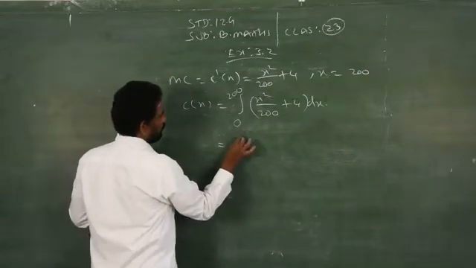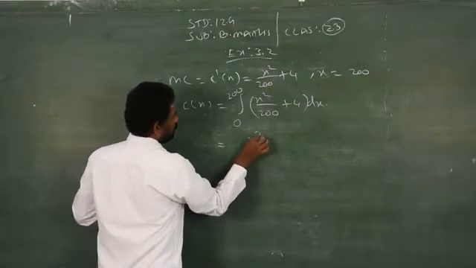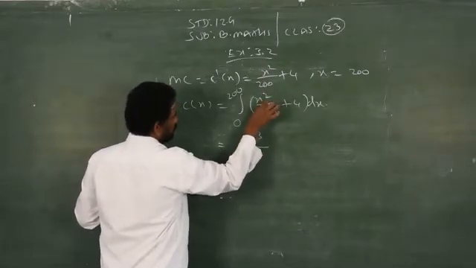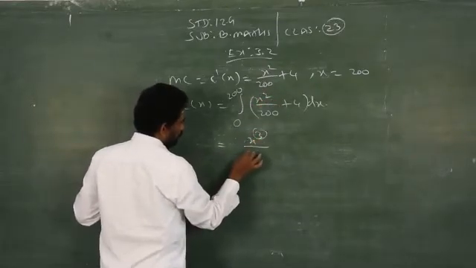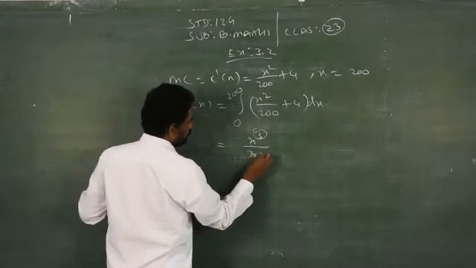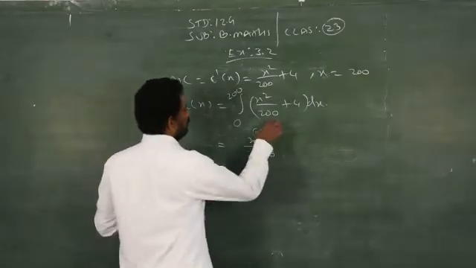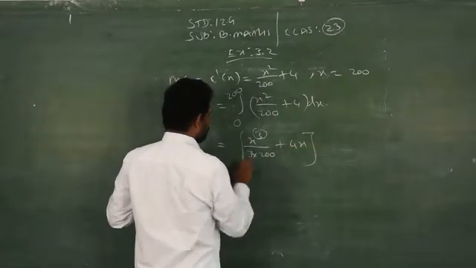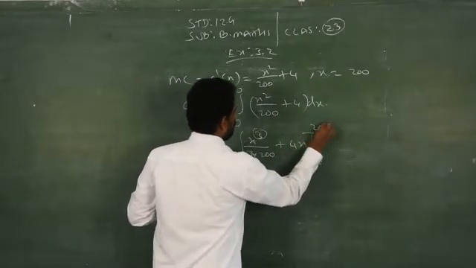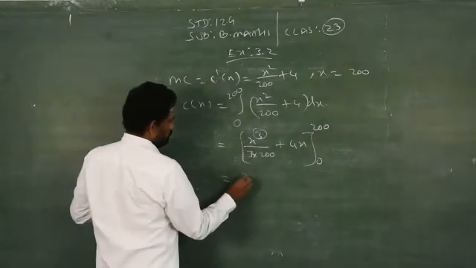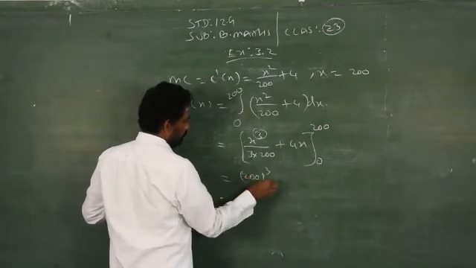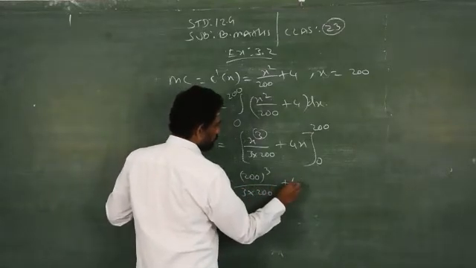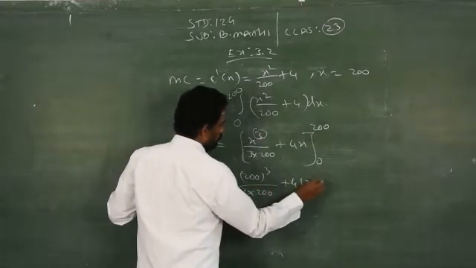So integrate, what will be the answer? x cube by 3, this is x square, when you integrate, this is x cube. Then the power, you have to write as a divide in the form of division. Already you have denominator 3 here, 200. Constant will be 4x, 0 to 200. So 200 power 3 into 3, into 200 plus 4 into 200.